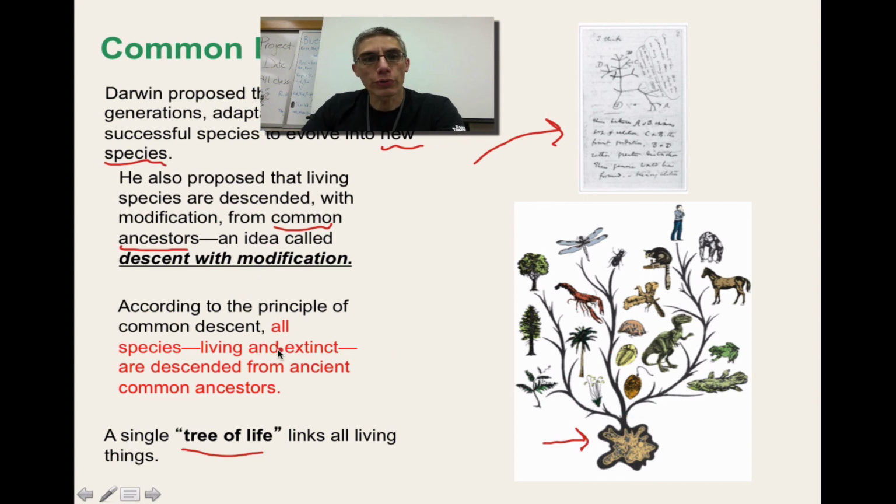So according to the principle of common descent, all species, living and extinct, are descended from ancient common ancestors. And right here, you would see that ancient common ancestor. So again, even those ones that we see here, the dragonfly, the tree, the crayfish, all of those animals we still have around today are related to those that are no longer around, for example, the dinosaur that you see right here. So again, this is what Darwin had come up with, the whole idea that there has to be some sort of common link among all of life on this planet.